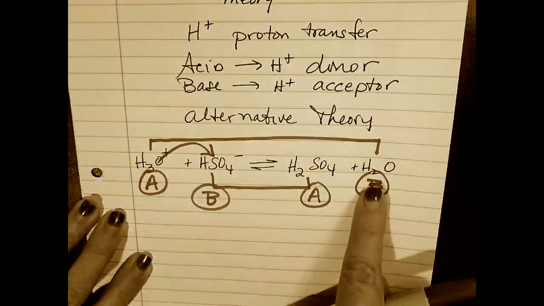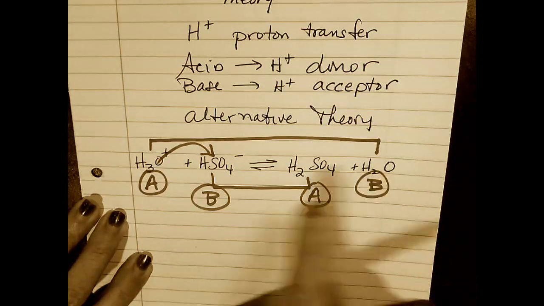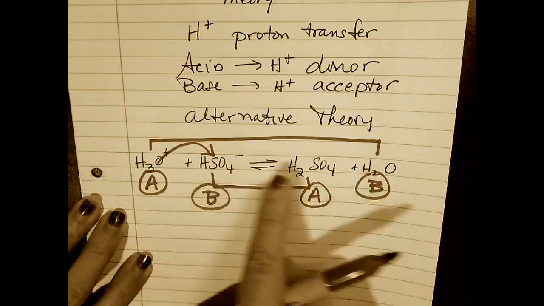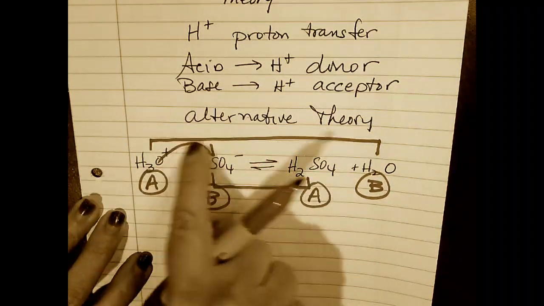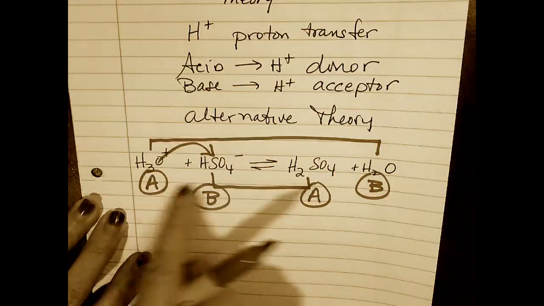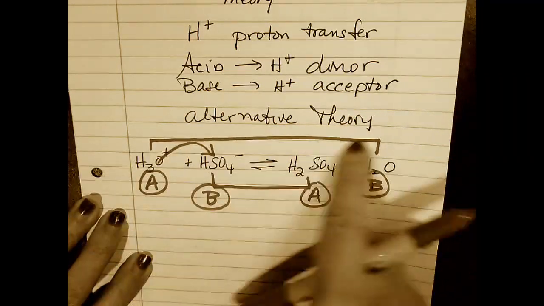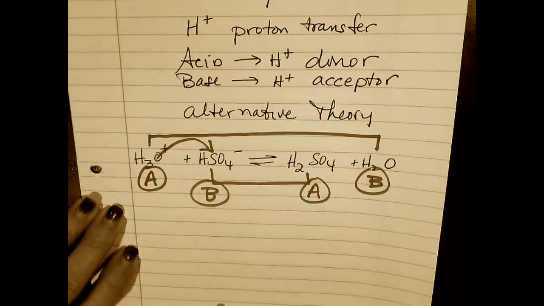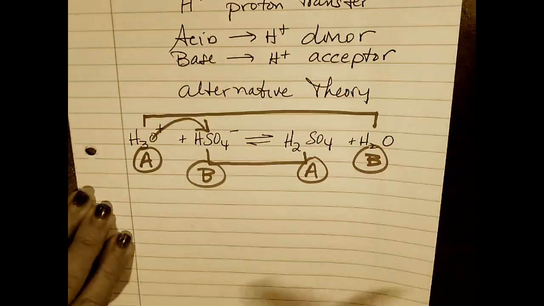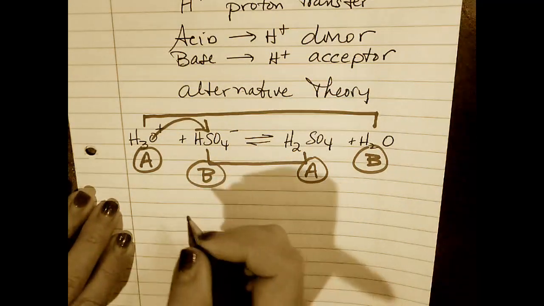H2SO4 is formed. So we can look at it as a cycle between the two reactants in the forward direction, or we can link them and find the acid-base conjugate pair. I like linking them because by linking them, you can do any question. So let's try another one.